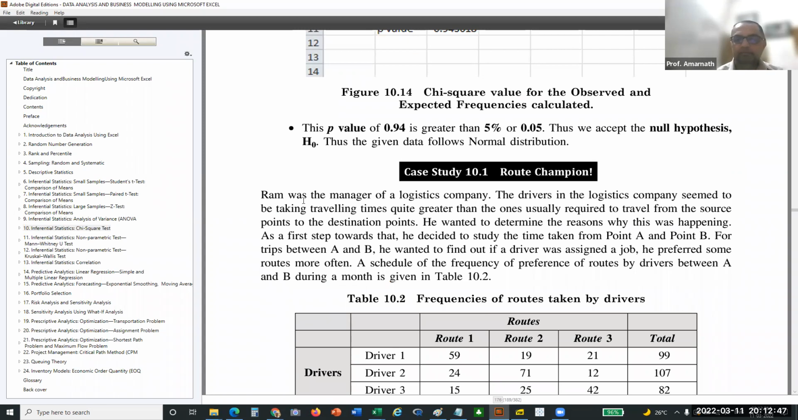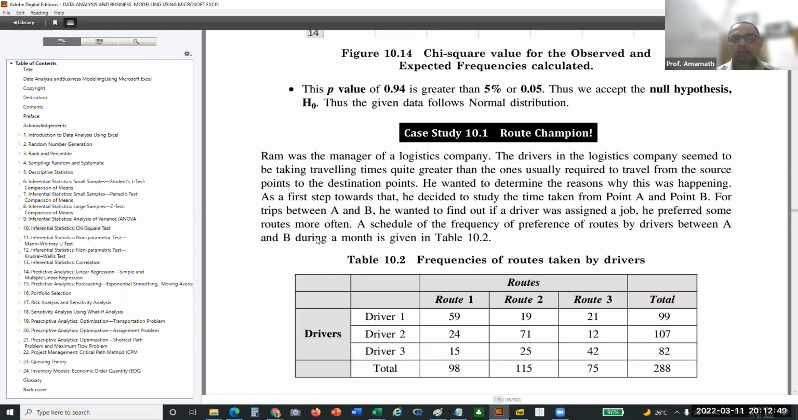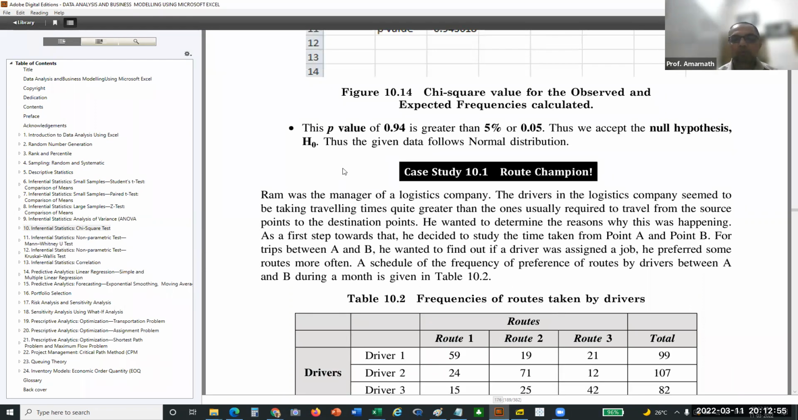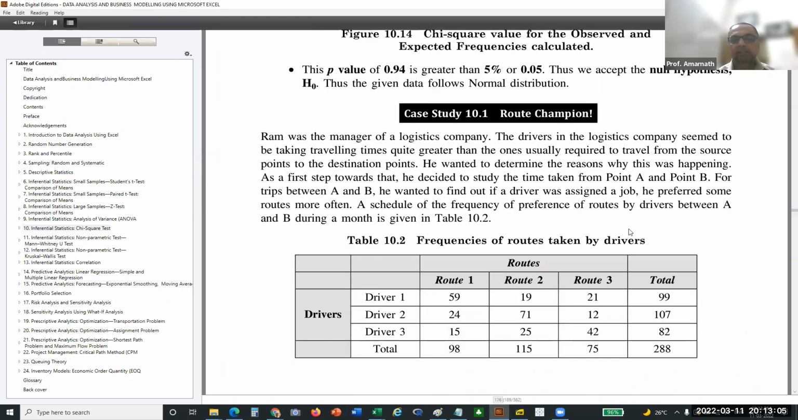Case study also. Ram is the manager of a logistics company. Drivers in the logistics company seem to be taking traveling times quite greater than the ones usually required to travel. He wanted to determine the reasons why this was happening. As a first step, he decided to study the time taken from point A to point B for trips between A and B. He wanted to find out if a driver was assigned a job, whether he preferred some routes more often. The schedule of the frequency of the preferred routes of the drivers between A and B during a month is given there.